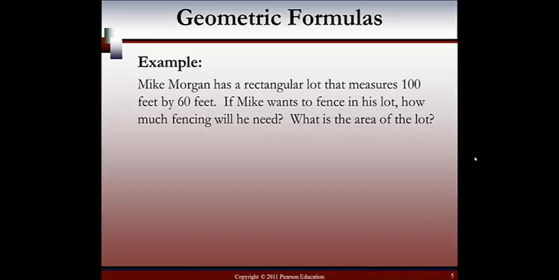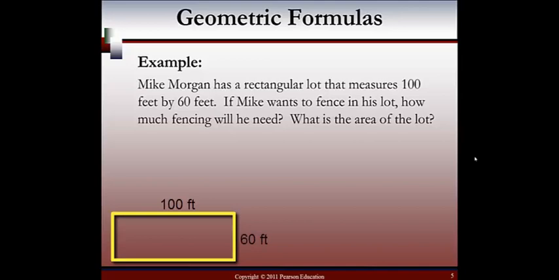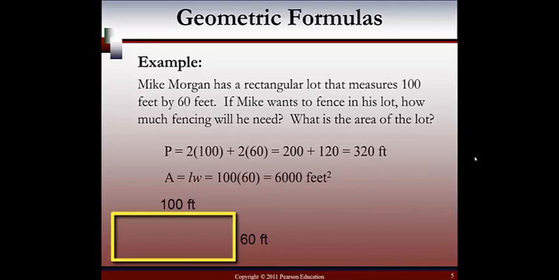Okay, so here's an example of a problem for geometric formulas that you're going to have. It says Mike Morgan has a rectangular lot that measures 100 feet by 60 feet. If Mike wants to fence in this lot, how much fencing will he need? So that's the first question. The second question is, what is the area of the lot? The second question is asking for area, so you already know what that one's doing. The first question says, how much fencing will he need? So the fencing just goes around the outside of his rectangular lot, so that's going to be a perimeter problem.